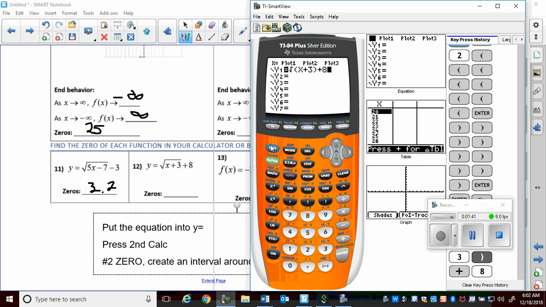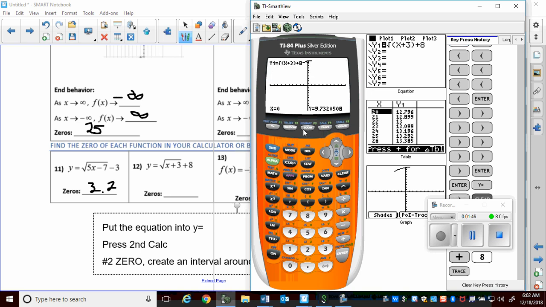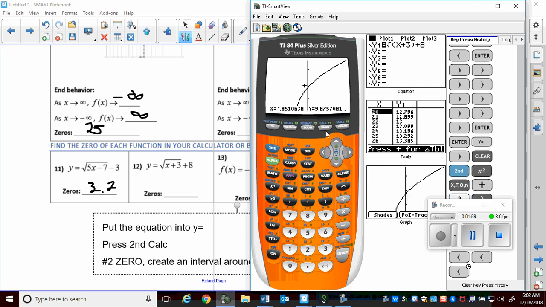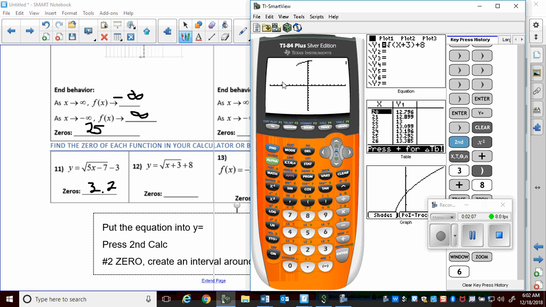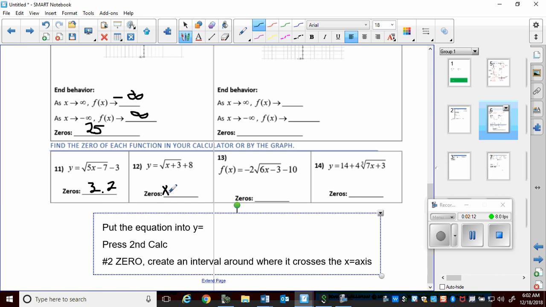And we want to find the 0, so we press trace just to look at it. It's way up there. I want to change so I can see it a little bit. So I like to do zoom fit. And it looks like, I'm just going to go back to zoom 6. It looks like this does not cross the x-axis. So there's no way this has a 0. So here, x does not exist. It's too far above the x-axis.